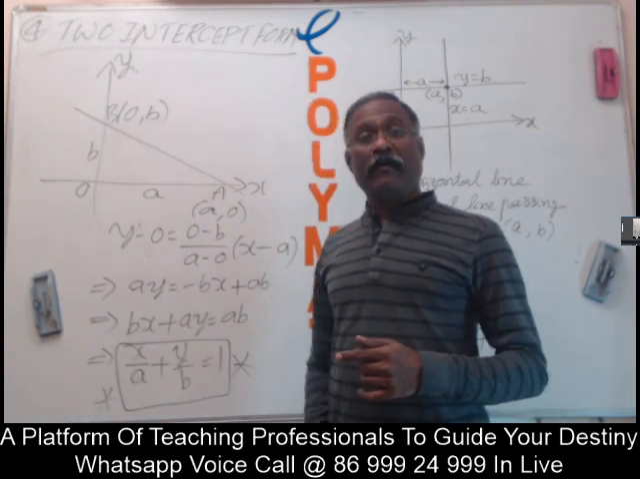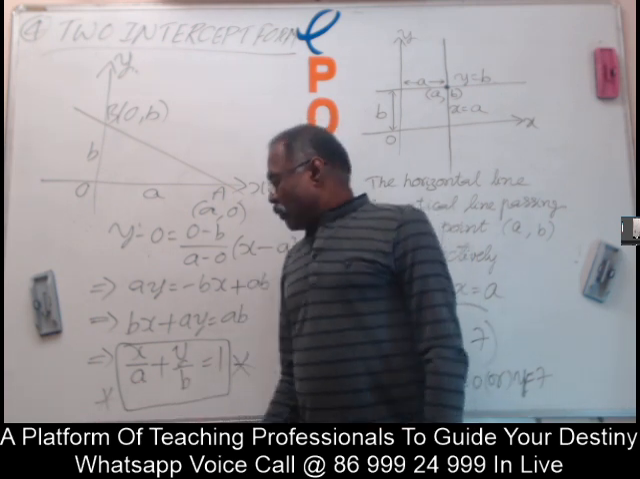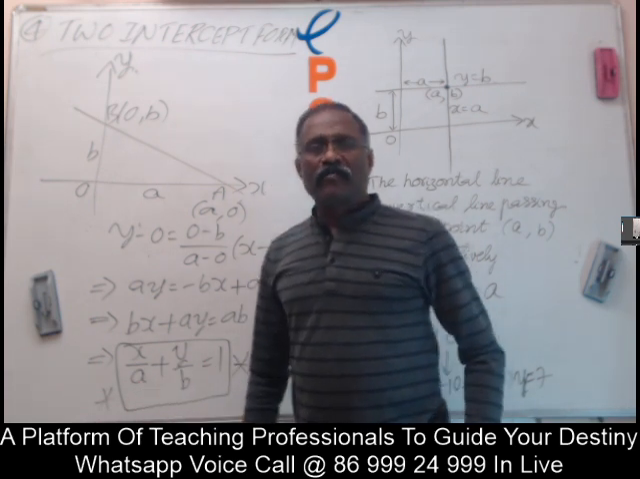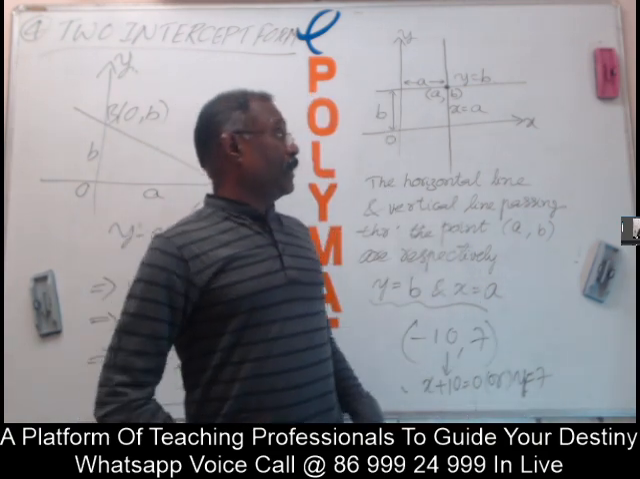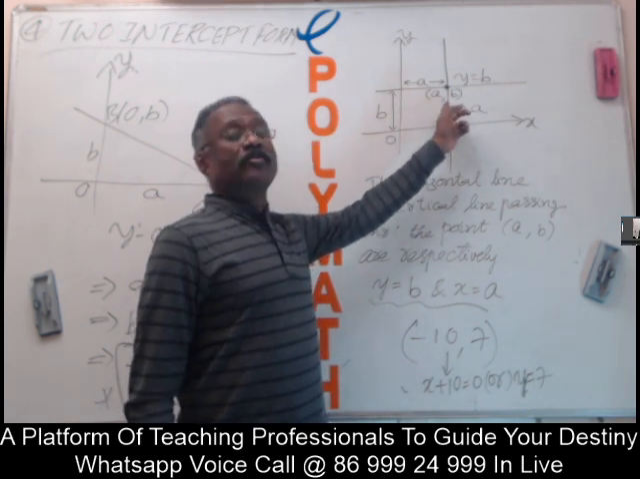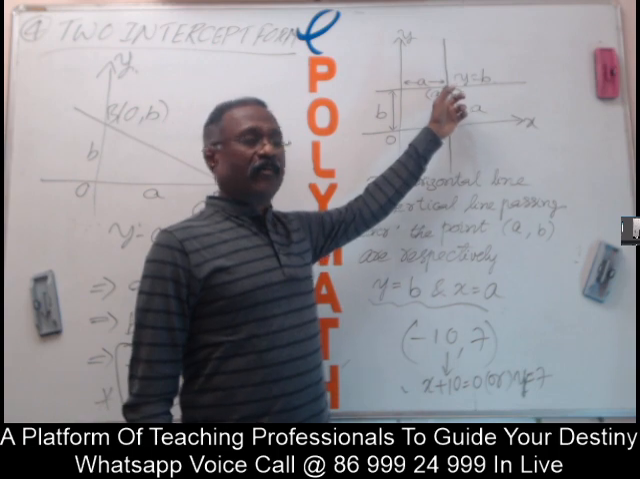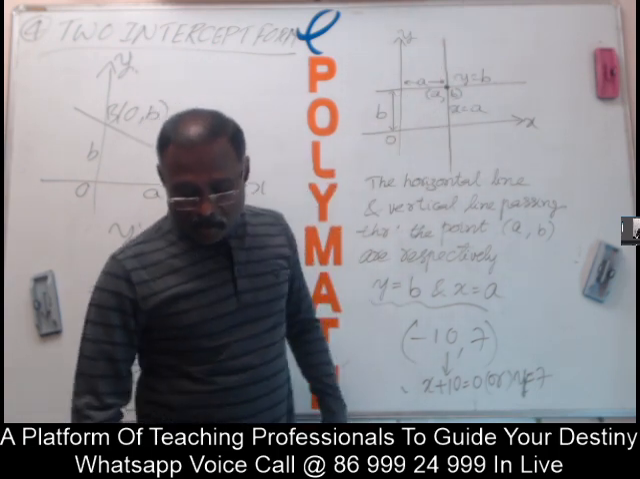x by a plus y by b is equal to 1, where a not equal to 0, b not equal to 0. Otherwise it becomes undefined. That is why a not equal to 0, b not equal to 0 in case of intercept form. And the equation of the horizontal line passing through (a, b) is y is equal to b, and the equation of the vertical line passing through (a, b) is x is equal to a.